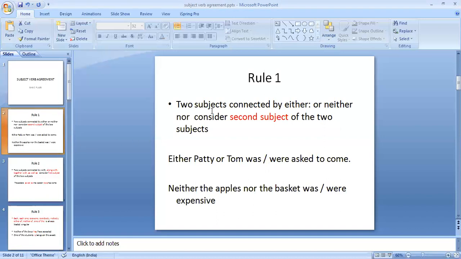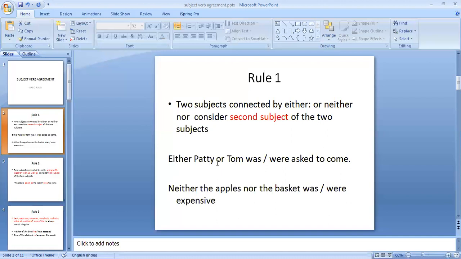When two subjects are connected by either or, neither nor, consider the second subject of the two subjects. Look at this example: either Patty or Tom, was or were asked to come. Now the question is, what is the subject? Either Patty or Tom. And there is a confusion. Which one has to be considered? Is it Patty or Tom? Patty and Tom are combined by the connective either or.